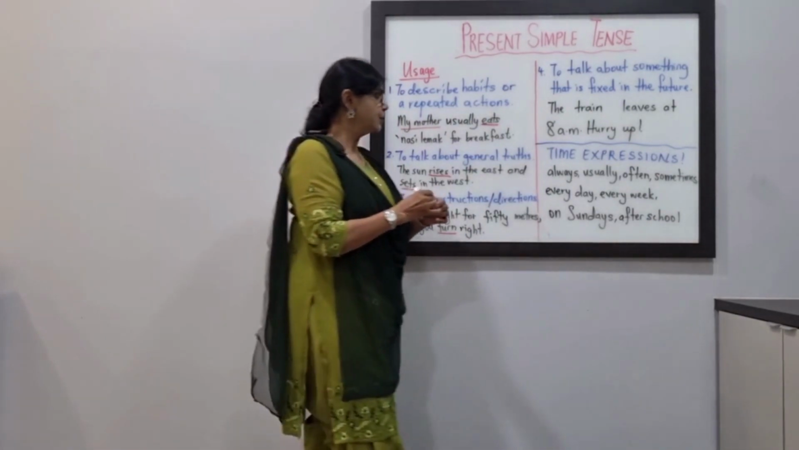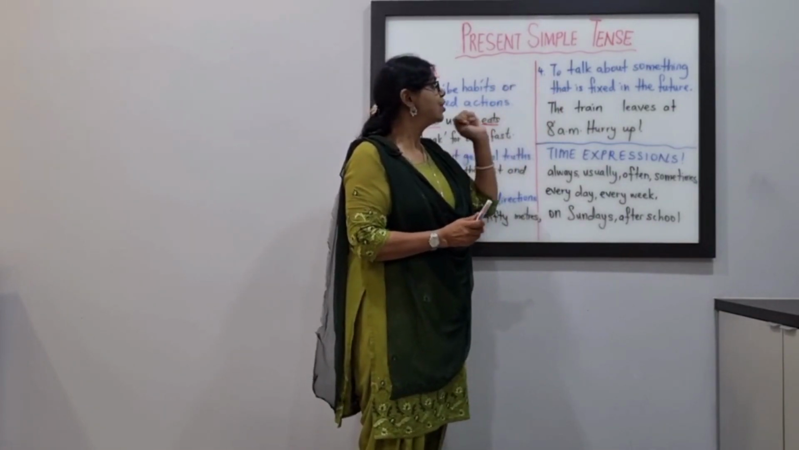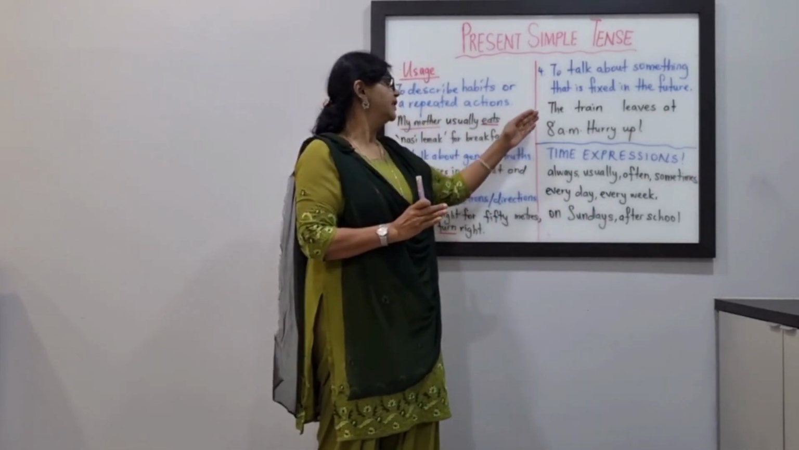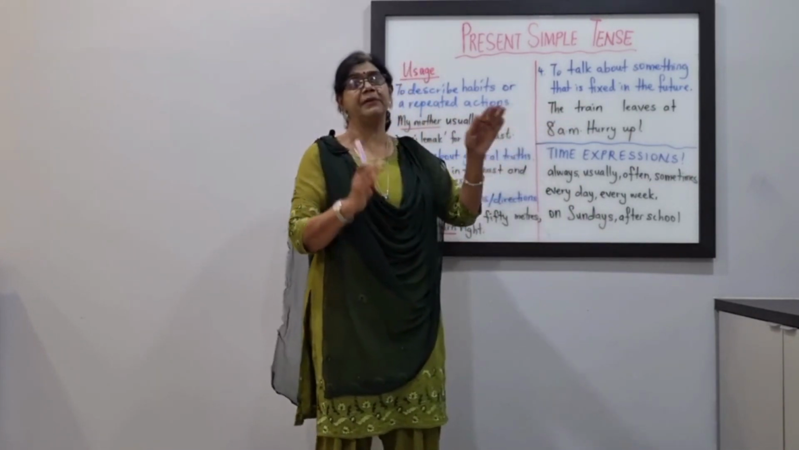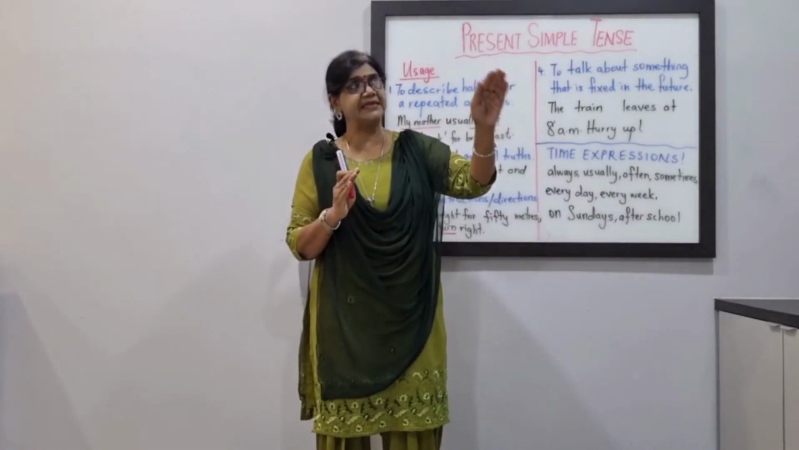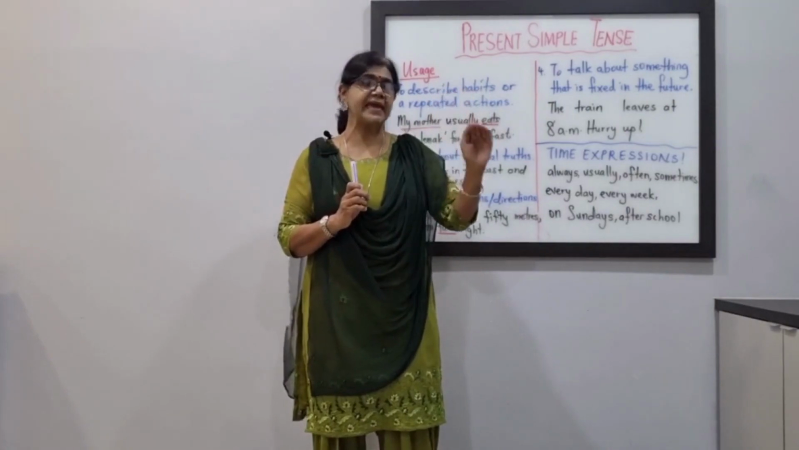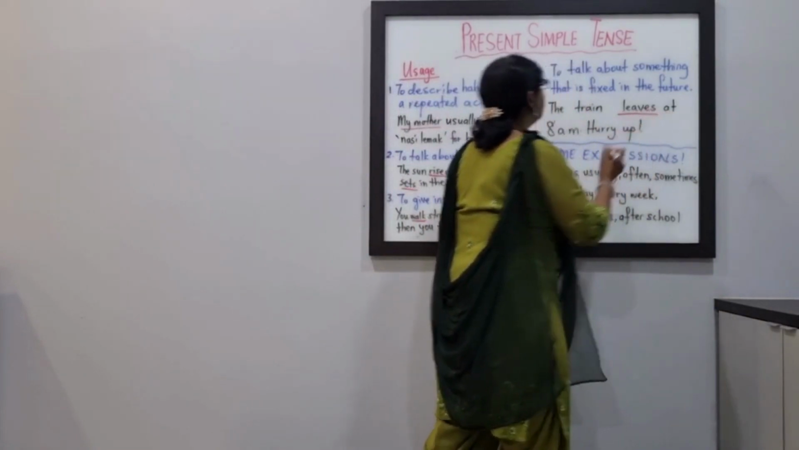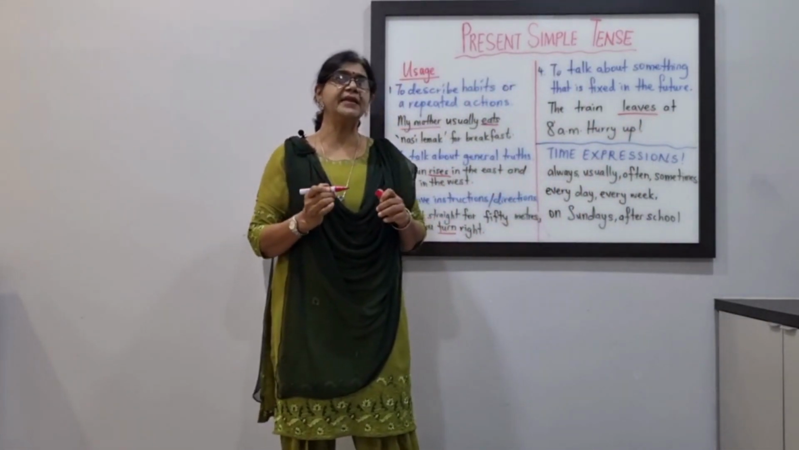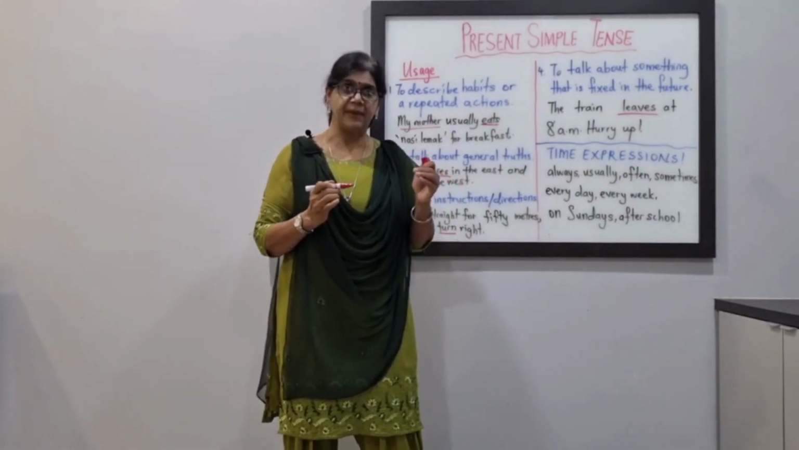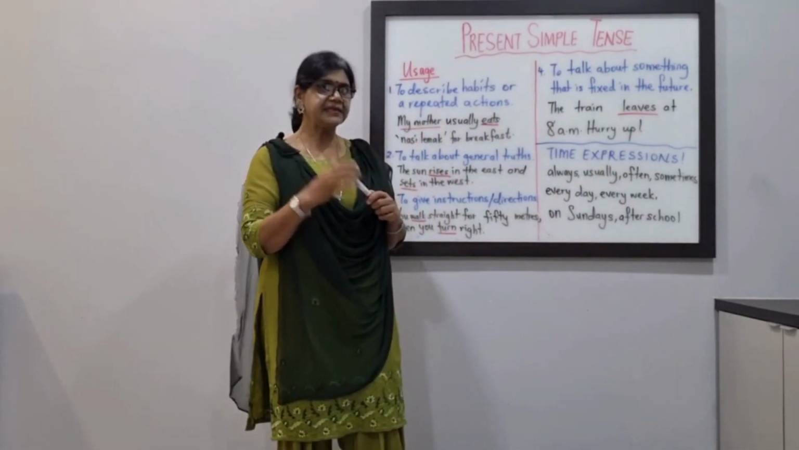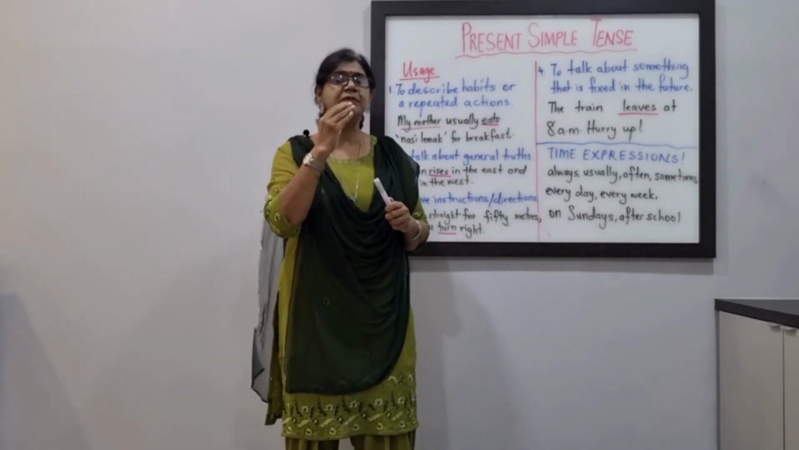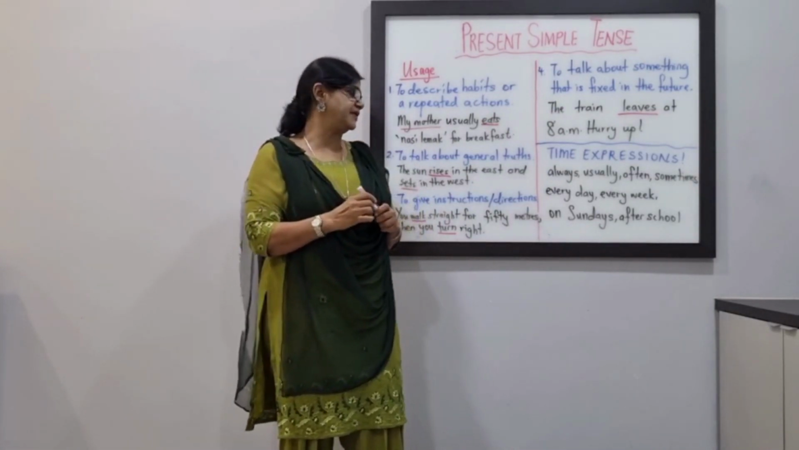We move on to the fourth usage, to talk about something that is fixed in the future. Something that is fixed. The train leaves at 8 a.m. It is fixed. The schedule says that the train leaves at 8 a.m. Okay? So for this, you must also use present simple tense. The train leaves at 8 a.m. Hurry up. Okay. There is some indicator when you look at the sentence. When you speak also, here you must use simple present tense.